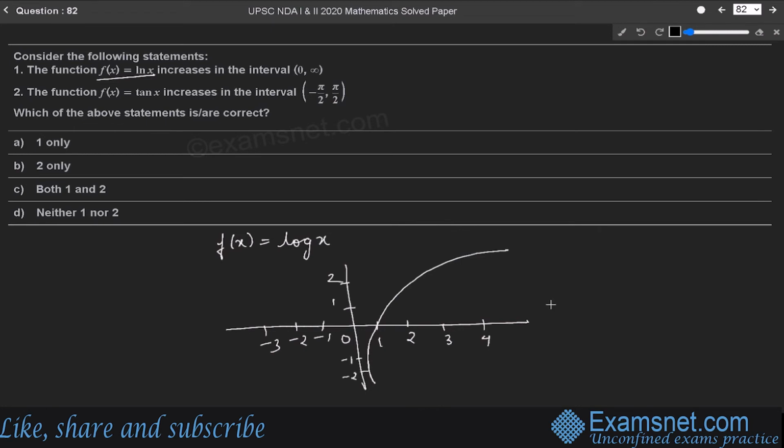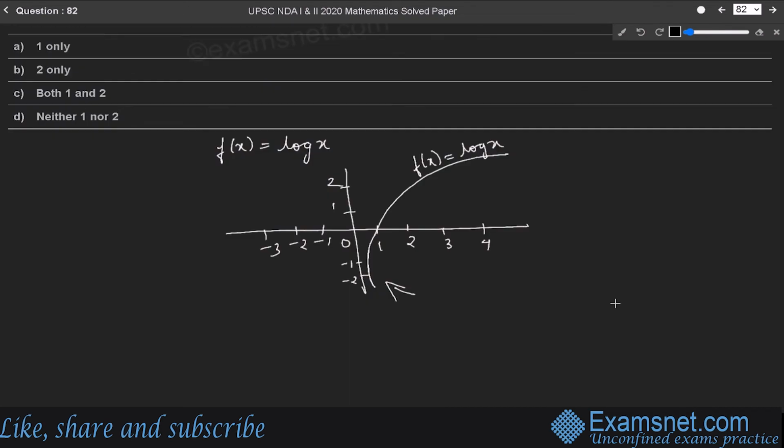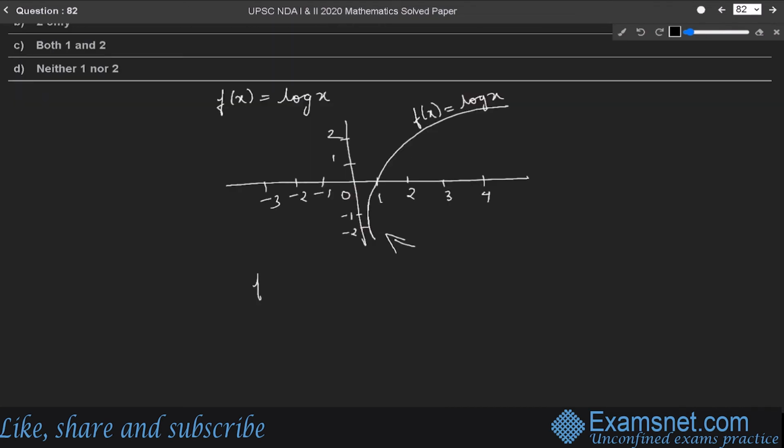So you can say that this is a curve for f(x) = log x, and we can see in the graph that this is an increasing function in the interval 0 to infinity. It is starting from here and it is increasing from 0 to infinity. So we can say that statement 1 is absolutely correct. Now let us talk about the second statement. The second statement has a function f(x) = tan x.